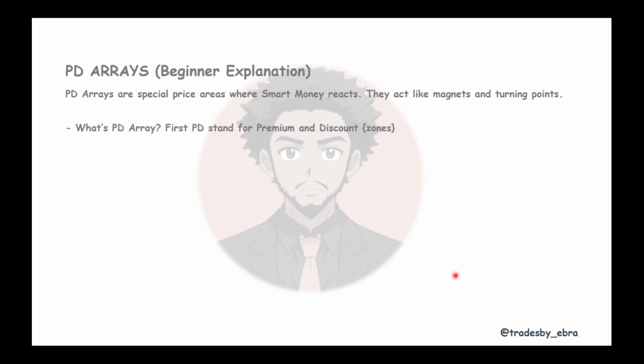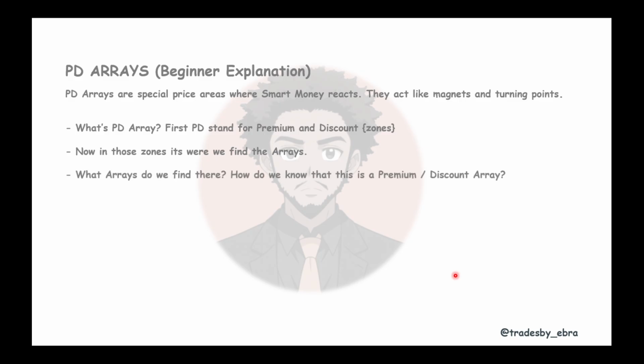Okay, so what is a PD array? First, PD stands for premium and discount. We shall call them premium and discount zones. Okay, so now in those zones is where we find the array. In the PD arrays, in the premium and discount zone is where we find arrays. Okay, what arrays do we find there? How do we know that this is a premium or discount array?